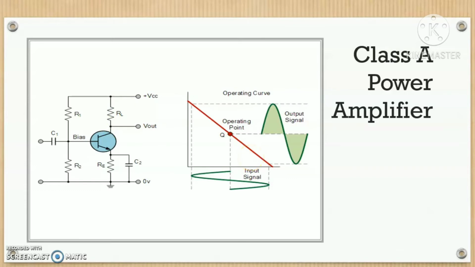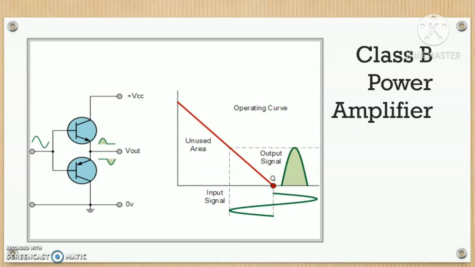But in class A, the main drawback is power dissipation. Now in order to avoid this, we shift our Q point. Here the Q point is at the edge of the cutoff region. So when you pass the input signal, you can see only for this part of the input signal the transistor is in the active region, whereas for this part of the input signal, the transistor enters the cutoff region. Hence only this half cycle you can get at the output.